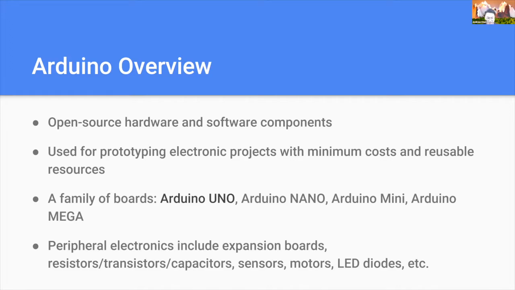So Arduino has a family of different boards. Today we'll be mainly focusing on the Arduino Uno, but keep in mind there are also other open source boards such as Arduino Nano, the Mini, and the Mega, right? There's also a variety of different peripheral electronics components, such as the expansion board or the breadboard, which we will get to later, different resistors, transistors, capacitors. We'll also get to sensors, motors, light emitting diodes as well.